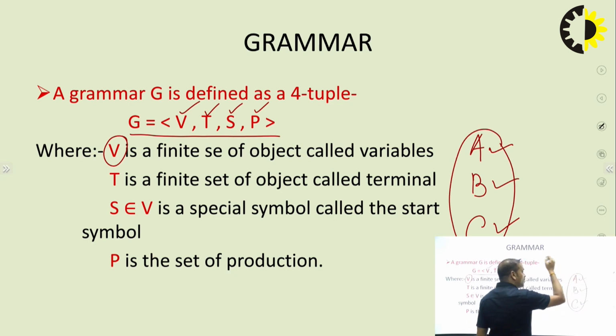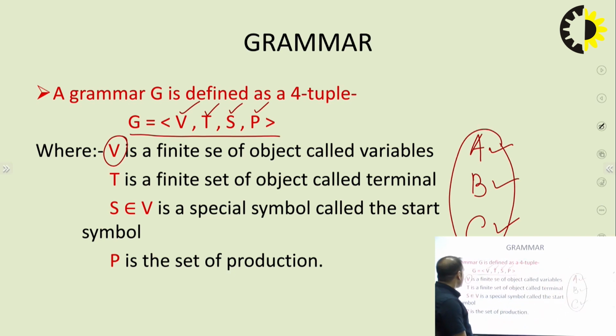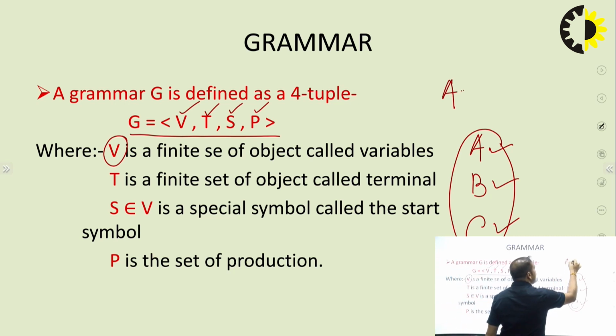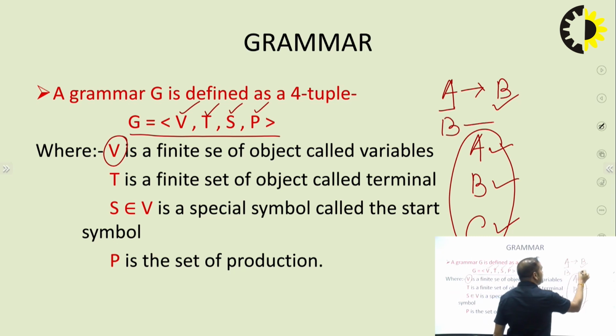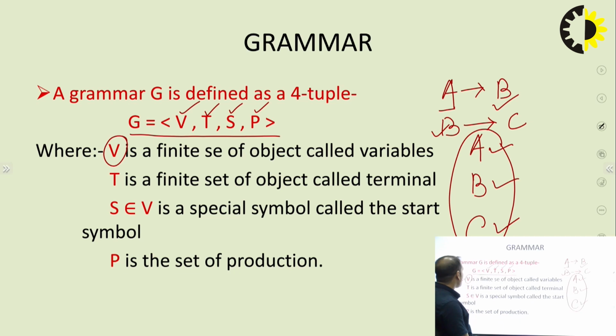This is also called non-terminal. That means this is written like this: A derives B, meaning A is replaced by B. If B implies C, then B is replaced by C. This is the basic fundamentals of the vertexes.